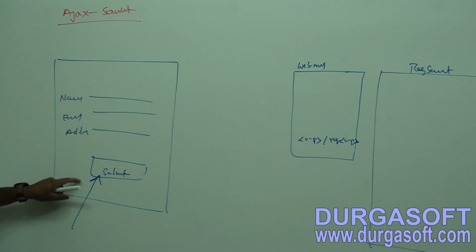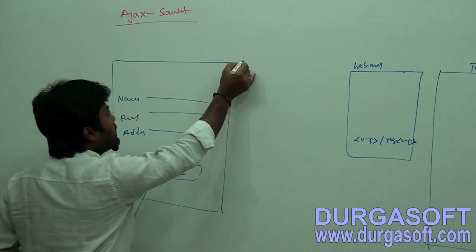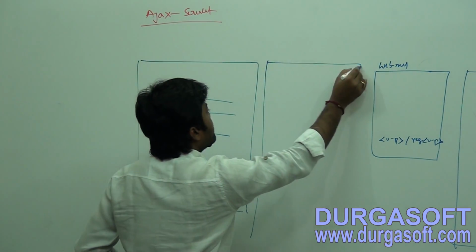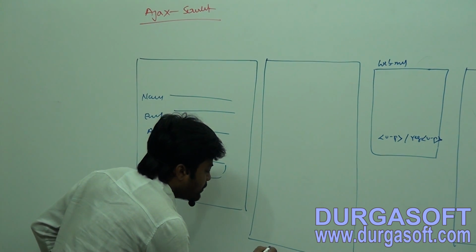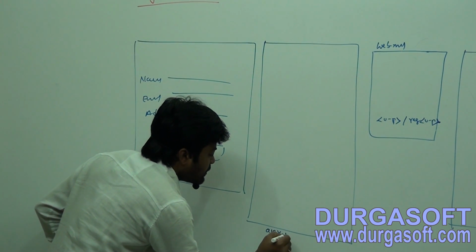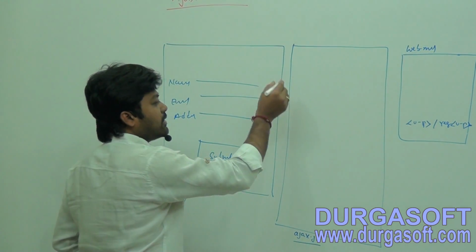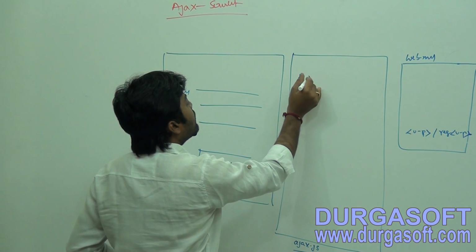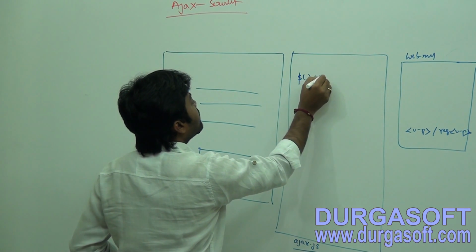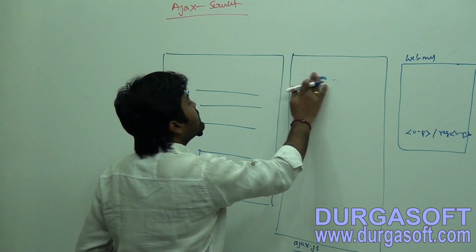When I click on the submit button, the name, email and address data you need to read in your JavaScript. So you need to write some script like this. You need to write Ajax JavaScript. So how do we write that JavaScript here? To make an Ajax call, simple $.ajax.